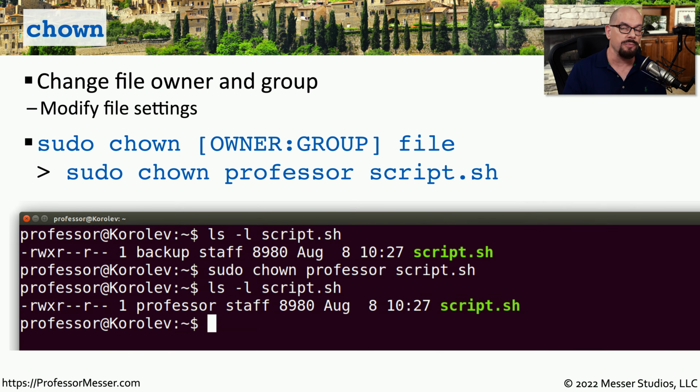Not only can you change permissions associated with the owner and group, you can change the name of the owner and the name of the group with the chown command. You would use sudo because this requires additional rights and permissions in Linux. The chown command, you would specify the name of the owner. You could optionally also put a colon and include the name of a group, and then you specify the name of the file.